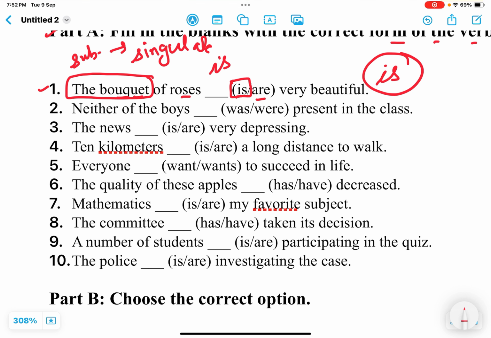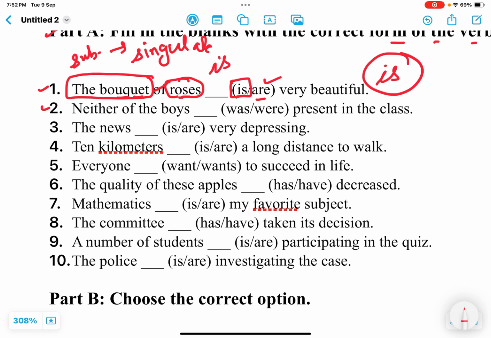If suppose only roses are there, the words the bouquet of are deleted, so only roses, then this is a plural subject. First we will identify the subject, that is roses. Second we will check whether it is singular or plural, so it is more than one rose, so plural. Then are is the correct answer. Okay, so in this way you need to check the subject and choose the verb according to the subject.